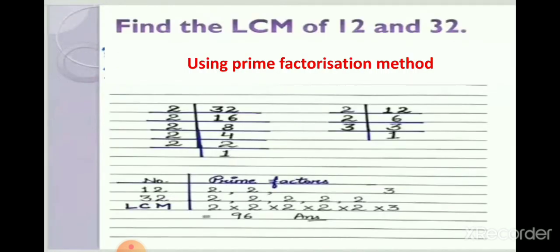Now let us see how to find the LCM of 12 and 32 using the prime factorization method. In the prime factorization method, we will find the factors of both numbers individually, in the way they are given. First we will find the factors of 32. We will use the smallest prime number, and 32 should be a multiple of that number. So 2, 16 times. Again we will take 2, now 8 times. Again 2, that goes 4 times. Again 2, that is 2 times. And at last again 2, that is 1 time. So we continue until we get 1 at the bottom.